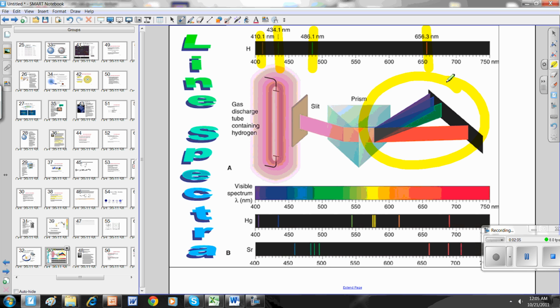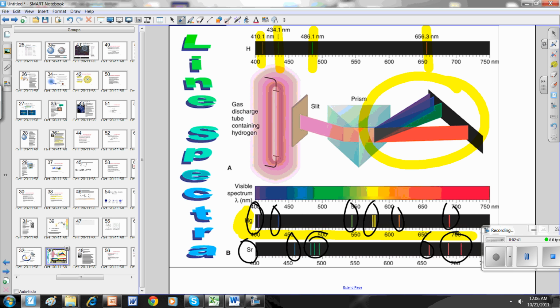What Bohr was trying to do is explain why whenever you run electricity through hydrogen, you got the same spectral lines. For example, mercury. Every time you take mercury and run it through a gas discharge tube, you get the same thing here. You get one there, a line there, a couple of yellows, an orange, and a red. Strontium, same thing. One there, 3 there, one there, 3 there. So each element has its own distinct fingerprint.